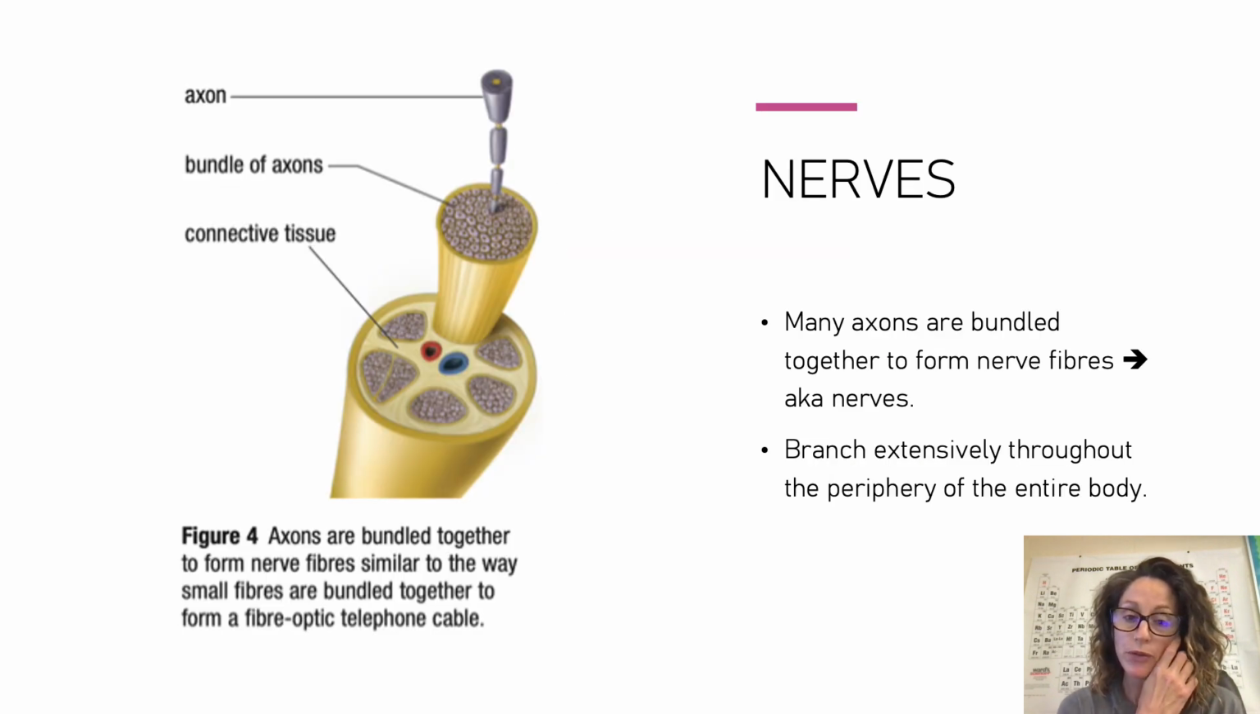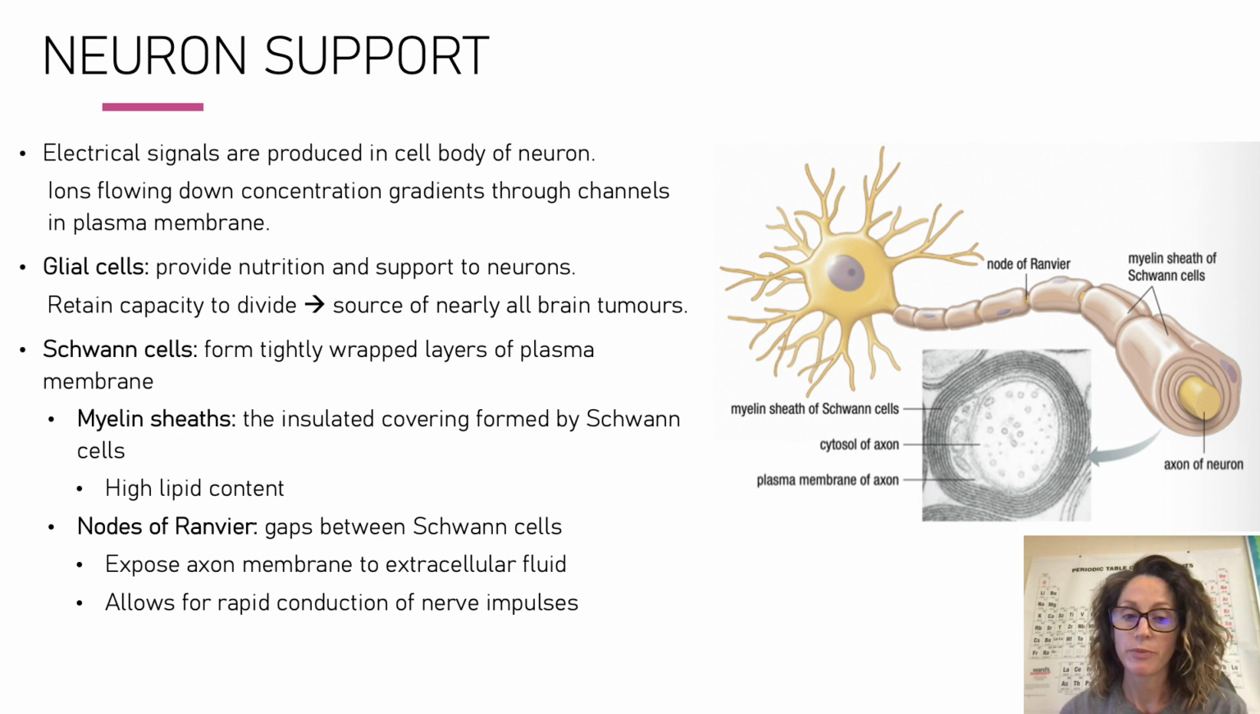So a nerve are many axons that are bundled together to form nerve fibers, and so we call these nerves. They branch extensively throughout the periphery of the entire body.